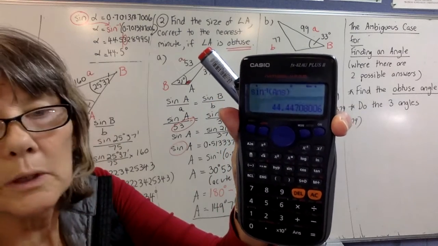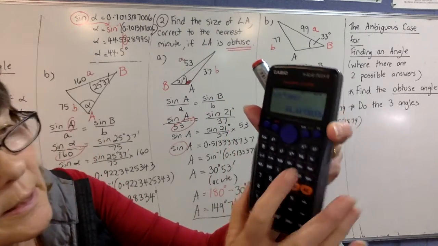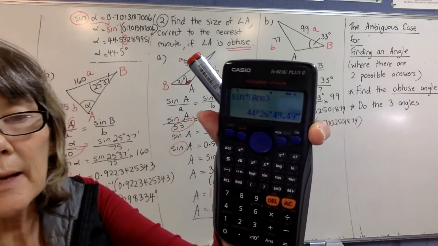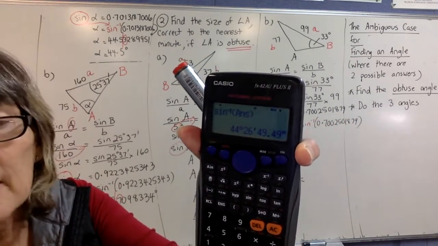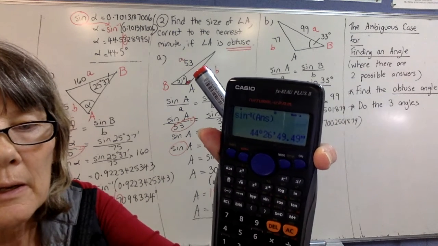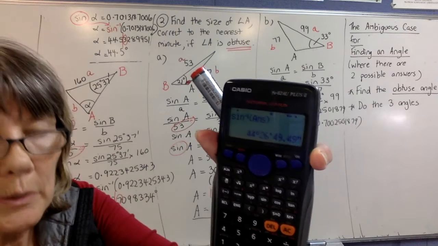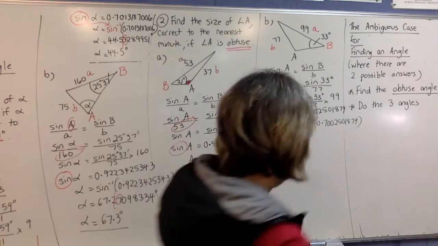Now it is an angle, so we're going to degrees and minutes, and we're going to write that down. The seconds is 49.49 seconds. That's above 30, so we're going to add 1 to the minutes. So we have 44 degrees, 27 minutes.